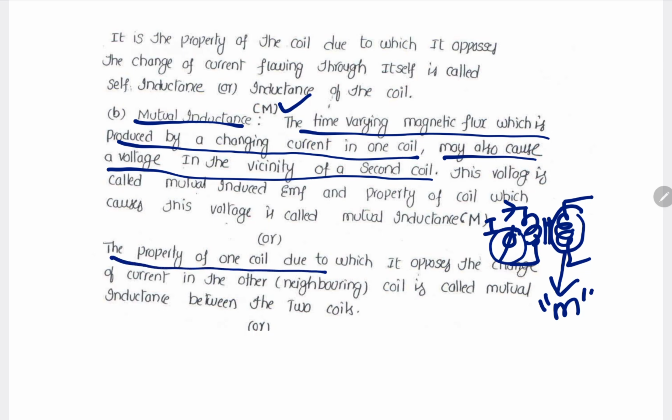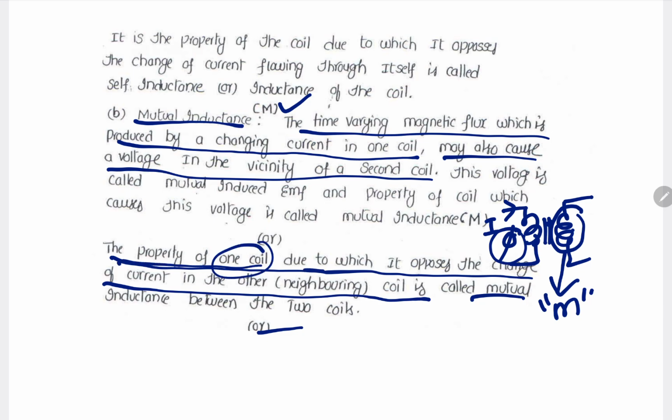The property of one coil due to which it opposes the change in the current in the other coil is known as mutual inductance.